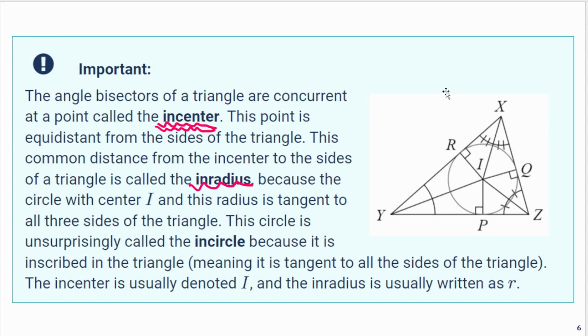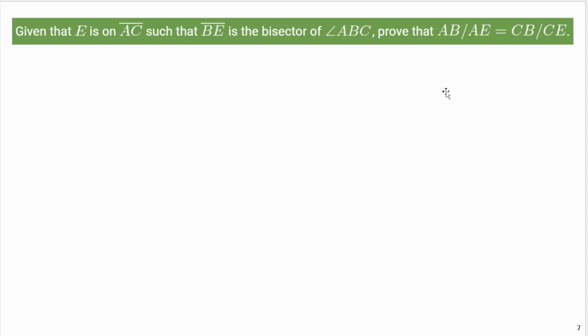Okay, clear? And let's consider another question. Given that E is on segment AC such that BE is a bisector of angle ABC, can you prove AB over AE equals CB over CE?